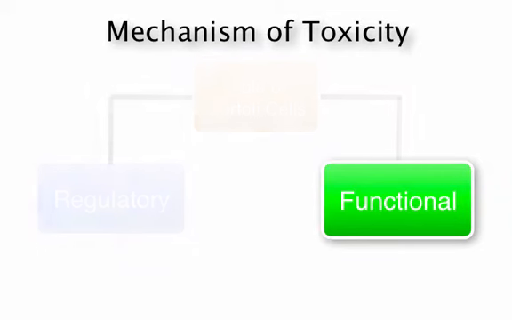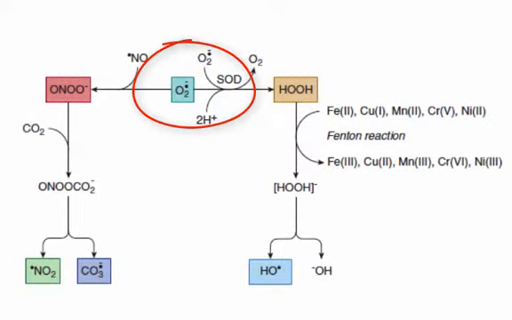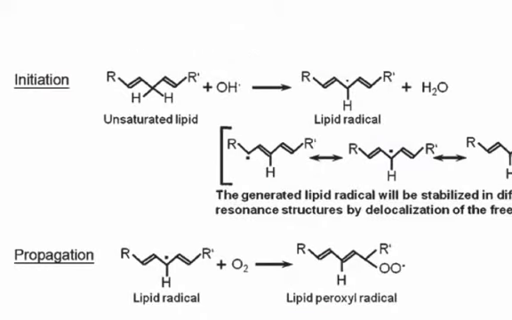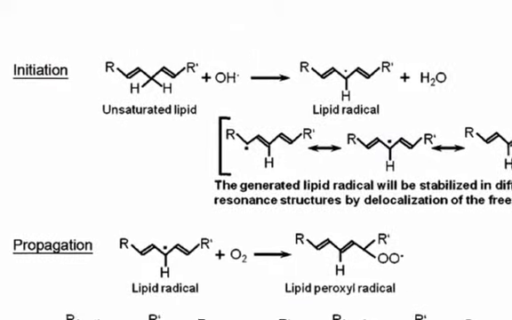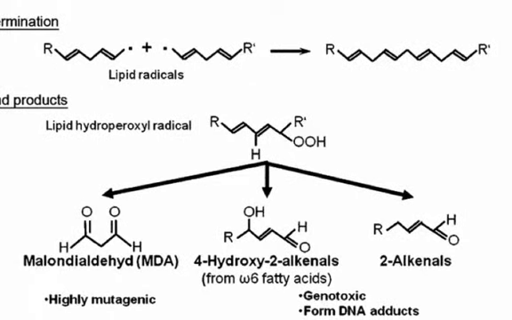First, looking at the functional mechanisms, the formation of superoxide and nitroradicals will cause oxidative stress, leading to lipid peroxidation that causes cell death through necrosis. The superoxide radical will be further metabolized by superoxide dismutase and Fenton reactions to form hydroxyl radicals. Hydroxyl radicals pluck a hydrogen off an unsaturated lipid via hydrogen abstraction to form lipid radicals that propagate, leading to the destruction of the cell membrane and creation of mutagenic metabolites.